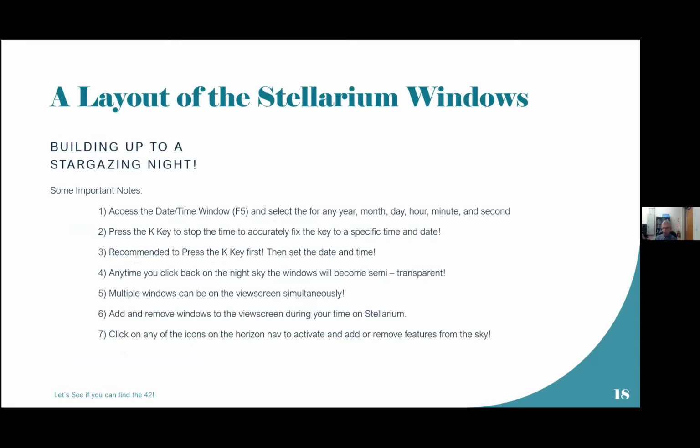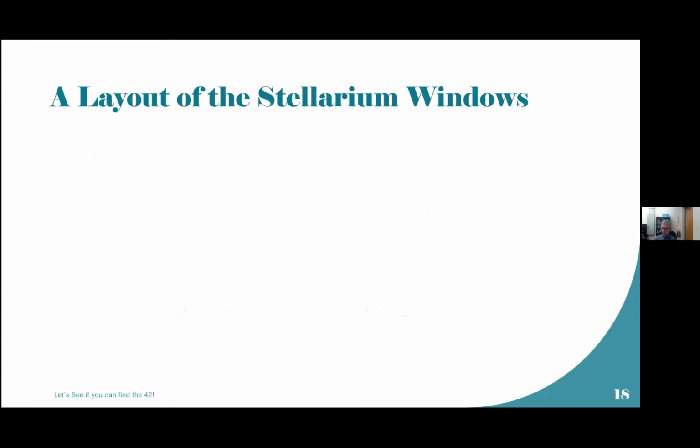So if you're worried about the stars in the background, you can just press keys to make the sky look black. You can have multiple windows up, so you can have your location screen, your finding your object screen, so you can see where you are on the surface of the Earth. You can find your object in the night sky, and you can add or remove windows on the view screen. And you can click on any of the icons on the horizontal nav to add or remove features from the night sky itself.